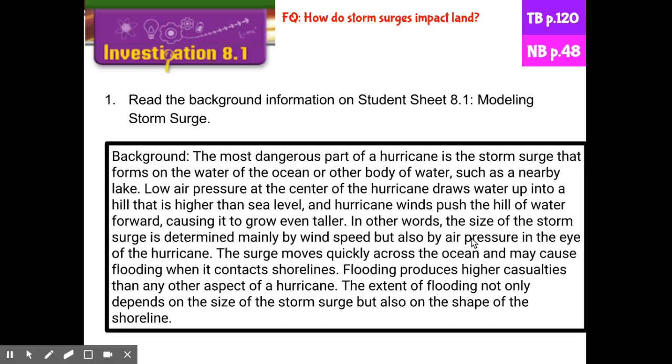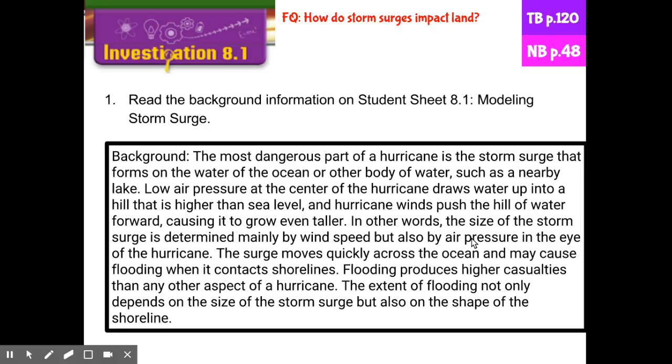The background says, the most dangerous part of a hurricane is the storm surge that forms on the water of the oceans or other bodies of water, such as a nearby lake. Low pressure at the center of the hurricane draws water up into a hill that is higher than sea level, and hurricane winds push the hill of water forward, causing it to grow even taller. In other words, the size of a storm surge is determined mainly by the wind speed, but also by the air pressure in the eye of the hurricane.